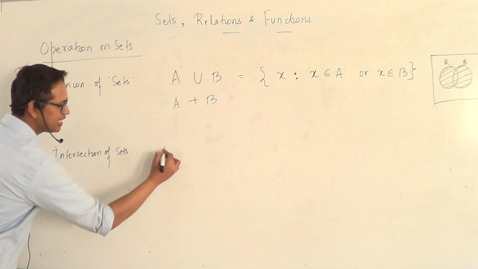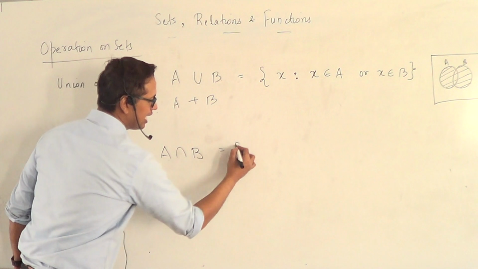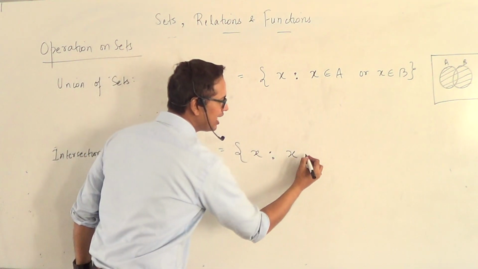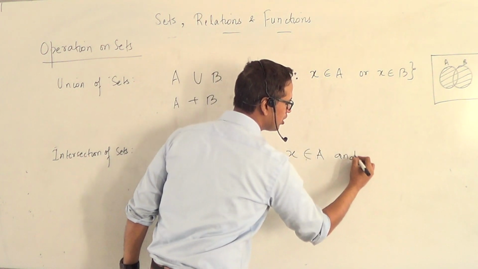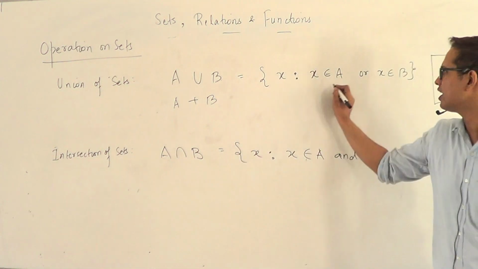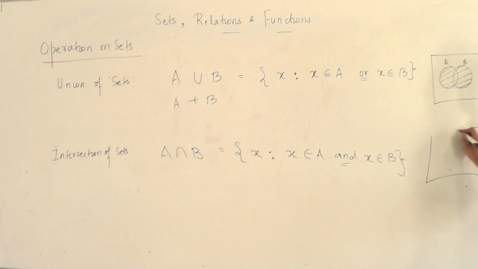Intersection of sets is represented symbolically like this. In the set builder form, it is written as a collection of all x such that x belongs to A and x belongs to B. Please note the use of the word or here and and here. Through a Venn diagram.